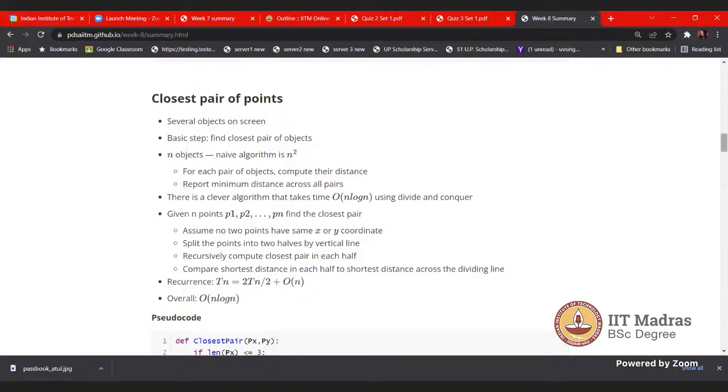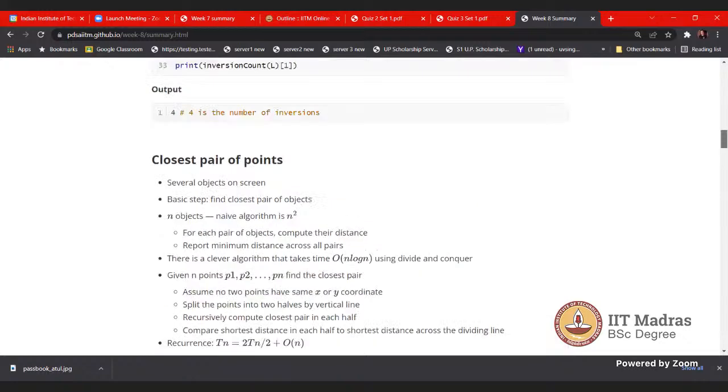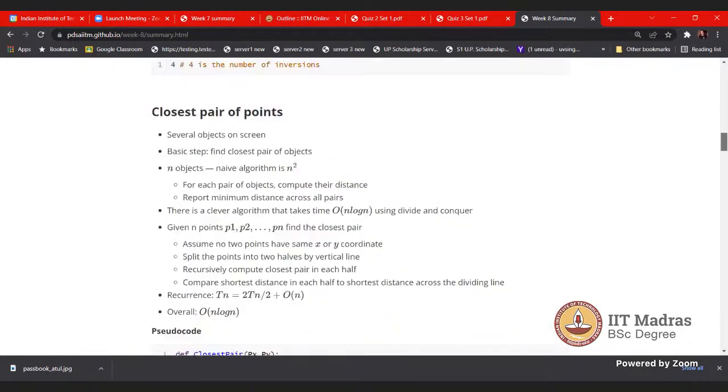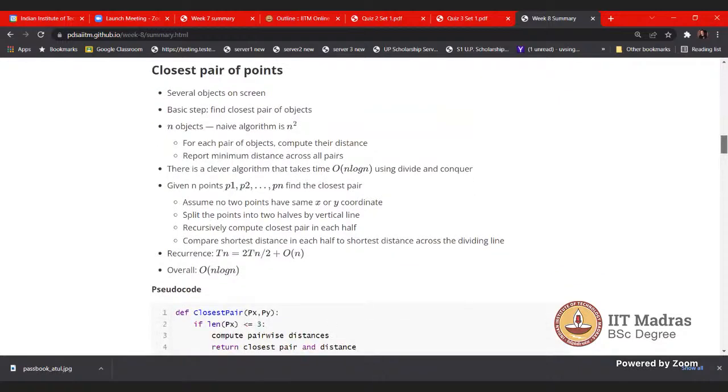Sir, after the recursive time complexity, why do we write O(n) there? How can we know that? And what actually is that O(n)?